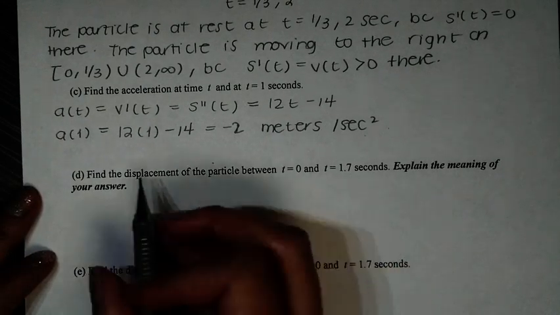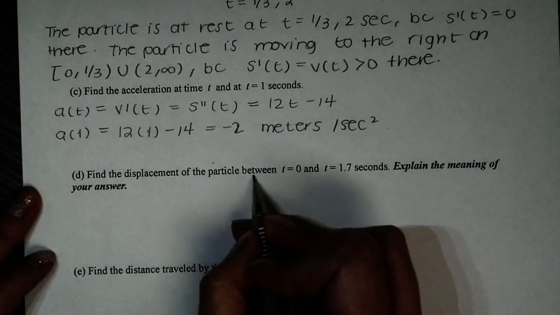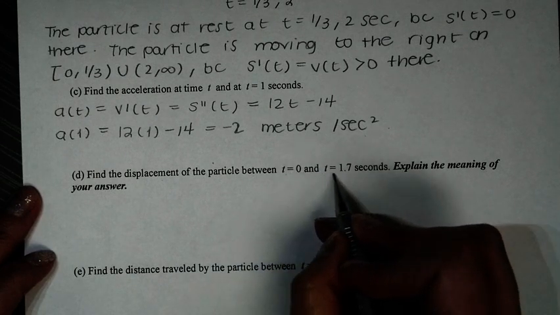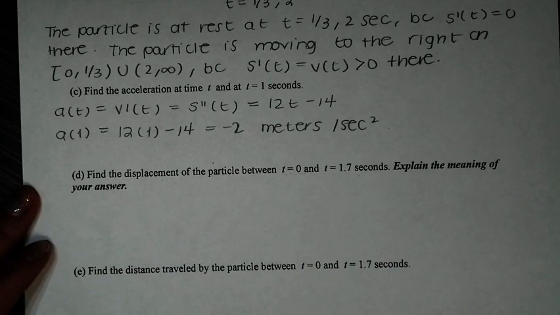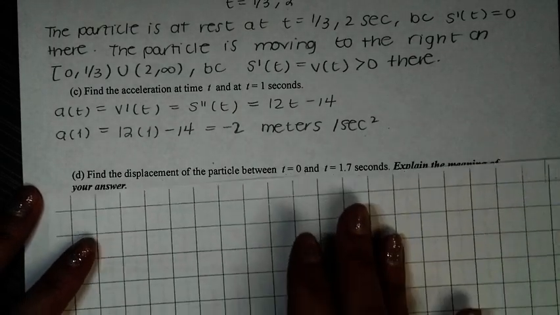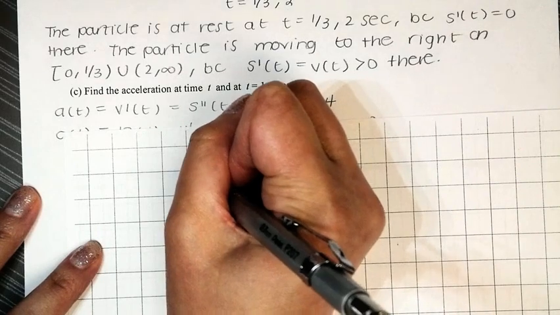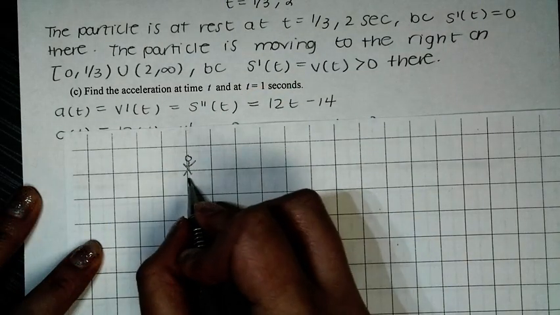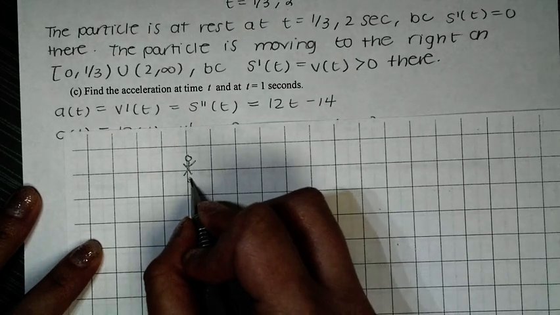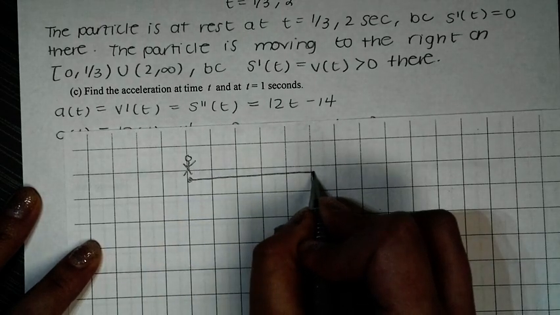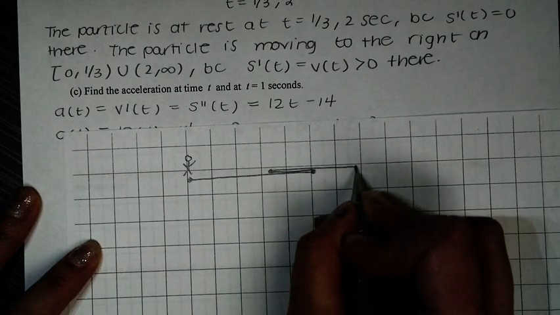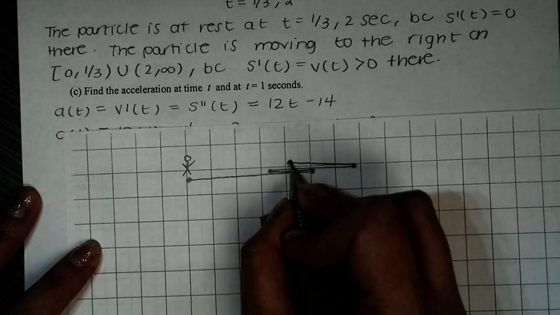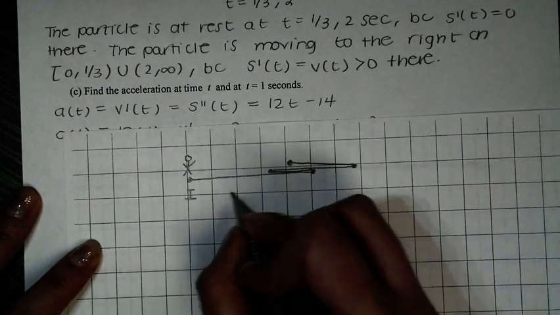Now they ask you to find the displacement of the particle between t equals 0 and t equals 1.7 seconds, and you need to explain the meaning of your answer. So what are you going to do? Before you misinterpret, what is the displacement? Let's say this is a particle and this is my initial point. If I move from here to here, then I change direction and rewalk this part, and then change direction and rewalk this part, this is going to be my final position. This is my initial position, this is my final position.